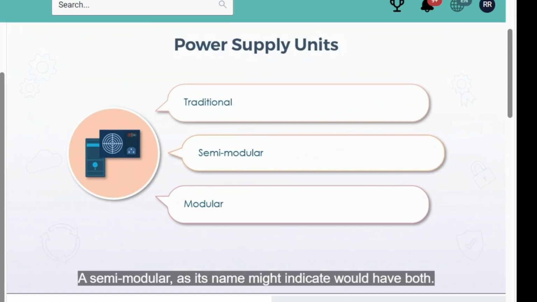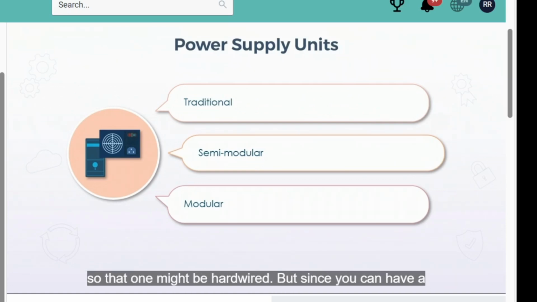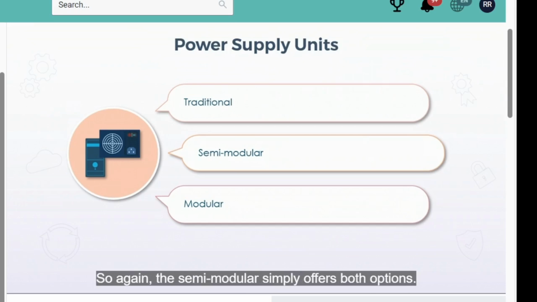A semi-modular, as its name might indicate, would have both. There would be some hardwired connections. For example, every system is going to need a motherboard power connector, so that one might be hardwired. But since you can have a varying number of components, such as hard drives or optical drives, those might be modular, so you can simply install however many you need. So again, the semi-modular simply offers both options.